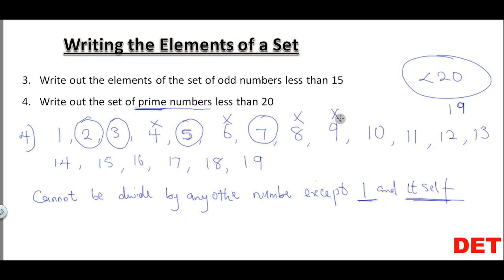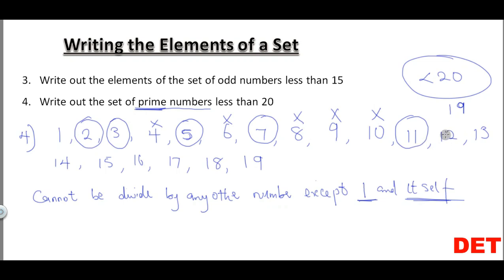Is 9 a prime number? No, because 9 can be divided by what? 3. Is 10 a prime number? No, because 10 can be divided by 2. It can be divided by 5. Is 11 a prime number? Yes, because there is no other number that can divide 11 except 1 and 11 itself.